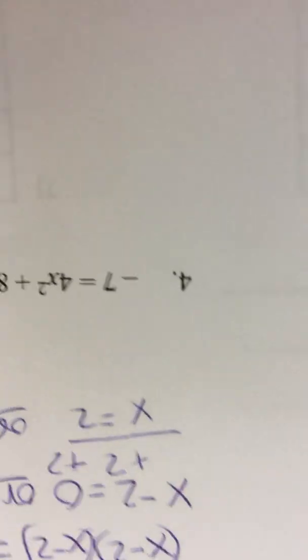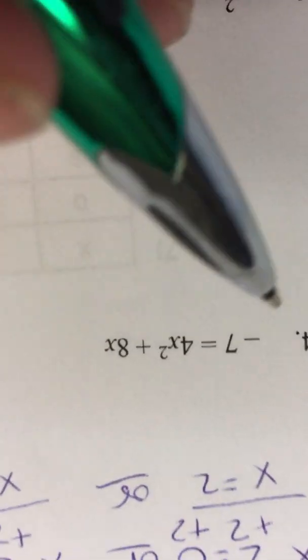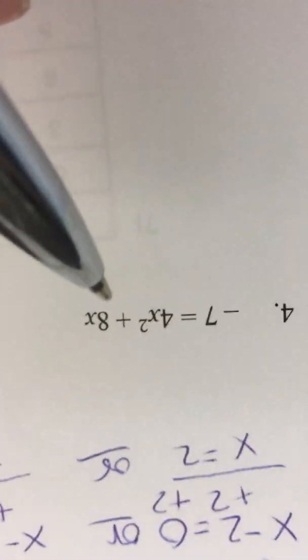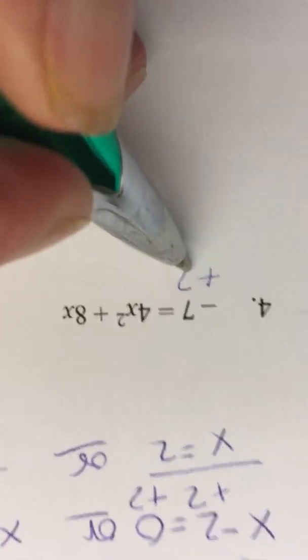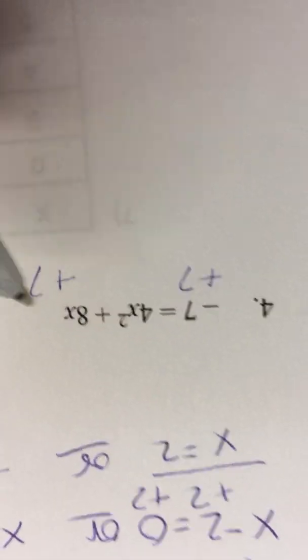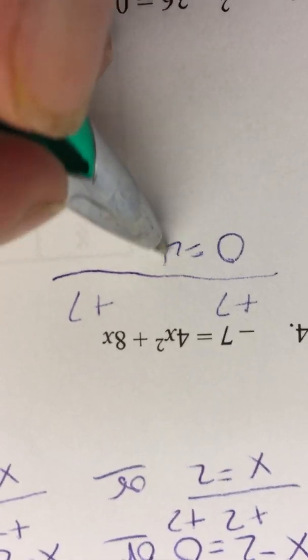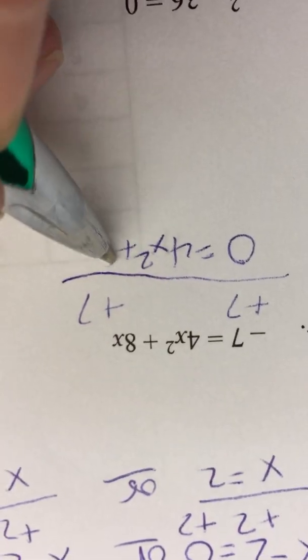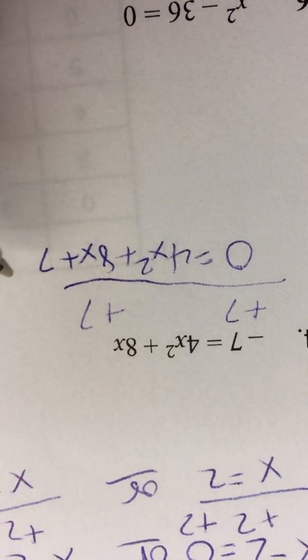All right, number 4. Again, the goal is to solve this quadratic equation by moving everything to one side and leaving 0 on the other side. Since the x squared and x are already over here, I'm just going to move them to the right side. It doesn't matter which side you move them to, as long as they're all on one side and 0 is left on the other side. So 0 is equal to 4x squared plus 8x plus 7, and I always put it in descending order: the x squared, the x, and then the number.